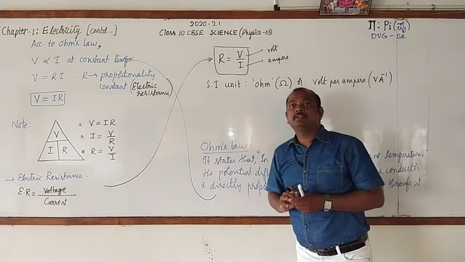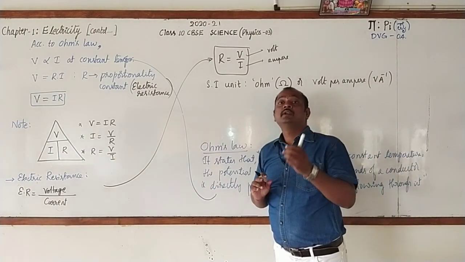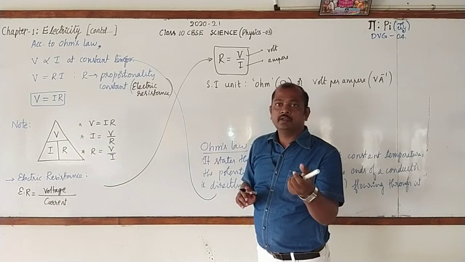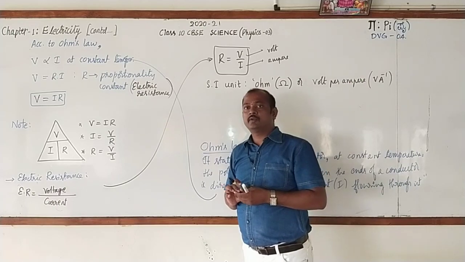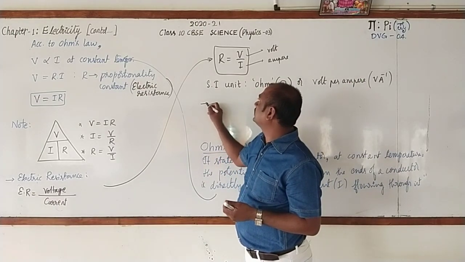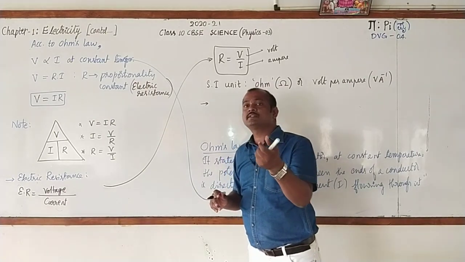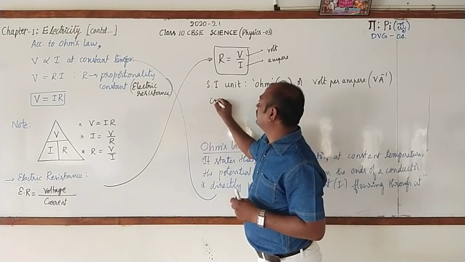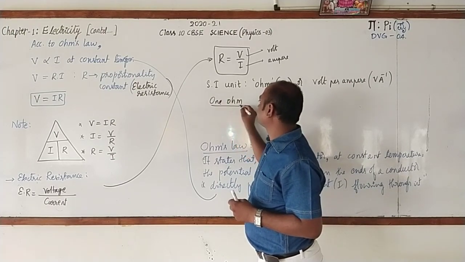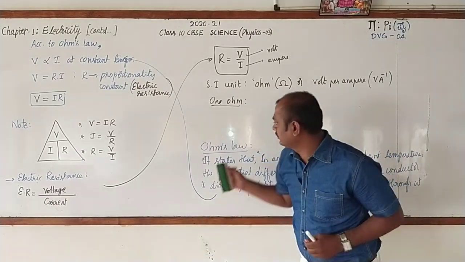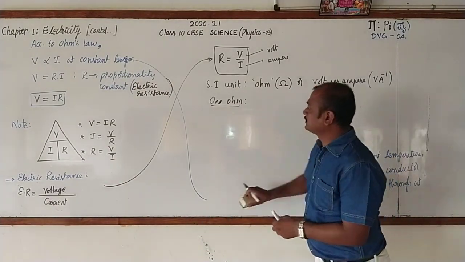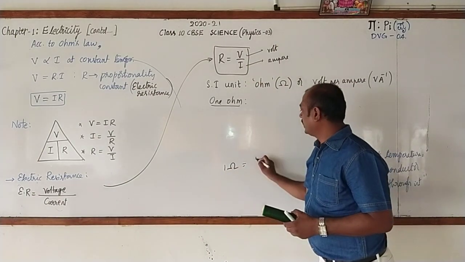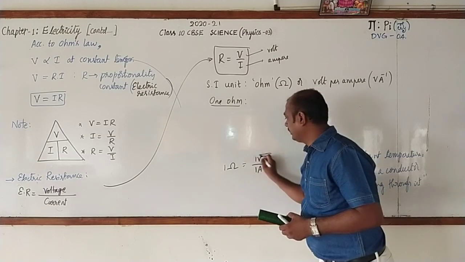Now in the examination, there is a chance of being asked to define the SI unit of electric resistance, or define 1 ohm, or it can also be asked in another way as: when do you say the resistance offered by a conductor is 1 ohm? So let me explain that. 1 ohm, very important one. Here 1 ohm can be written by using the formula like this. 1 ohm is equal to 1 volt by 1 amp.